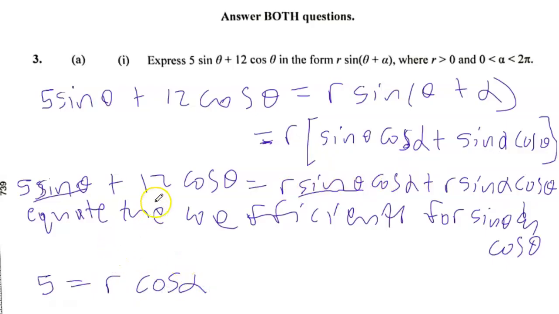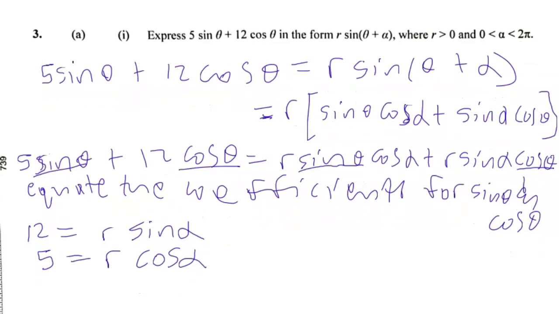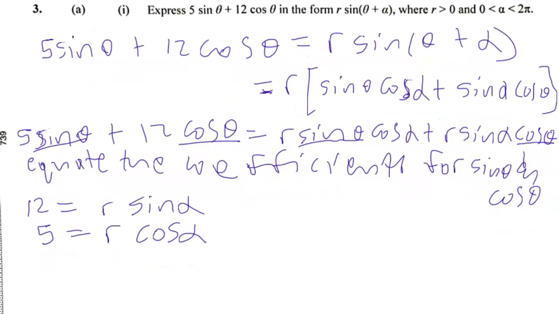Let's equate coefficients now for the cos theta. On the left hand side, the coefficient is 12. And on the right hand side, the cos theta coefficient is r sine alpha. So we can use this to find r and alpha. Let's call this equation 1 and this equation 2. So we can divide equation 1 by equation 2.